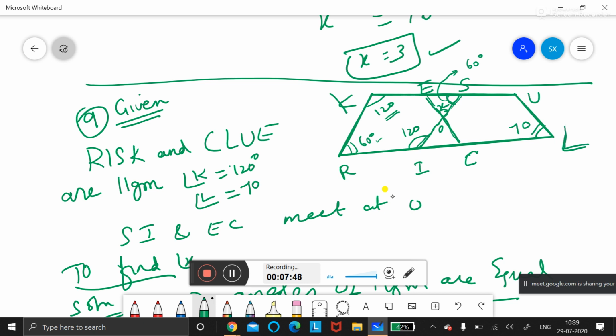Now this is L. L is 70. So what could be E? In parallelogram CLUE, what will be E? 70. Very good. Why is it 70? Opposite angles are equal in a parallelogram. Correct. Now 70, now what could be?